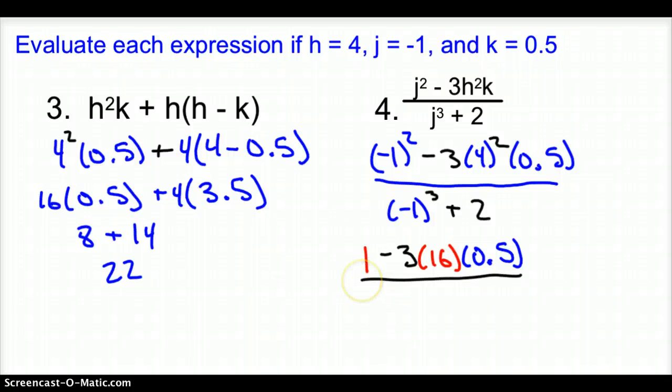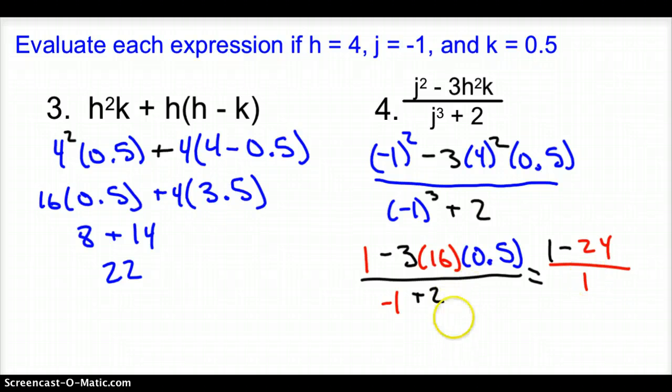And that's going to be over. Now we have to be also careful here. Negative 1 cubed is negative 1 because let's think about this. Negative 1 times negative 1 is positive 1, but then times another negative 1, and that's negative 1. And then bring down the plus 2. We keep going as I move to the right. I have 1 minus, now we multiply all that together to get minus 24. And then that goes over a positive 1. Then 1 minus 24 turns into negative 23, still over 1, which turns into negative 23 for your final answer.